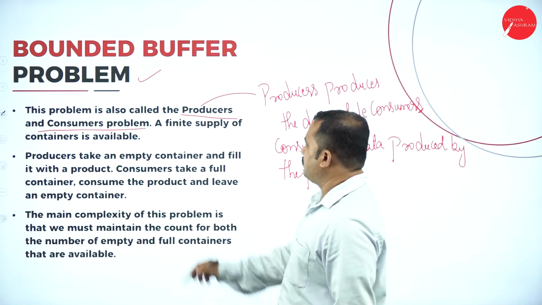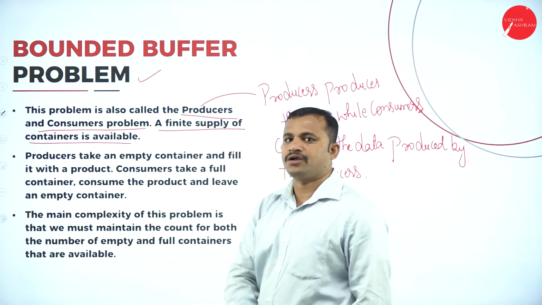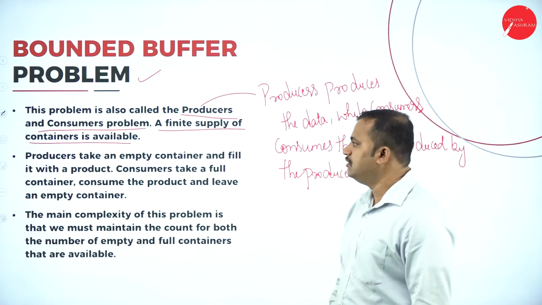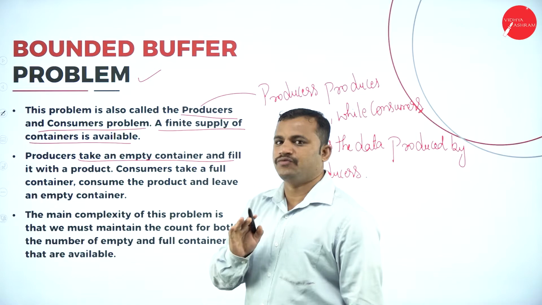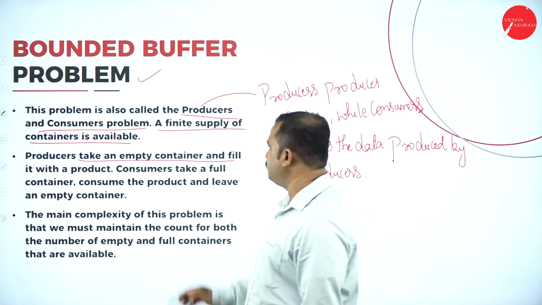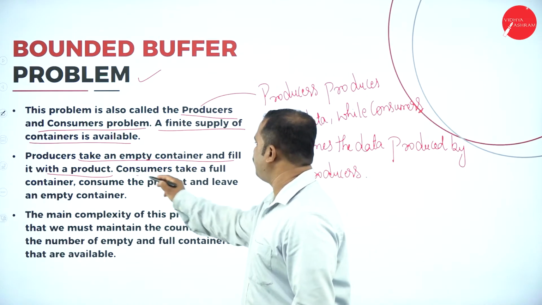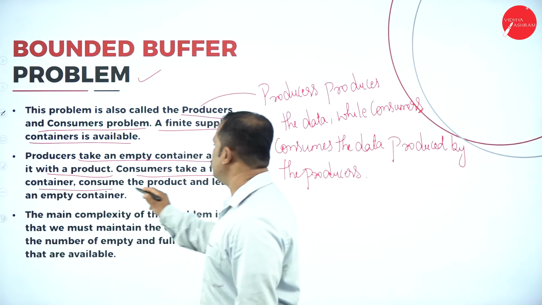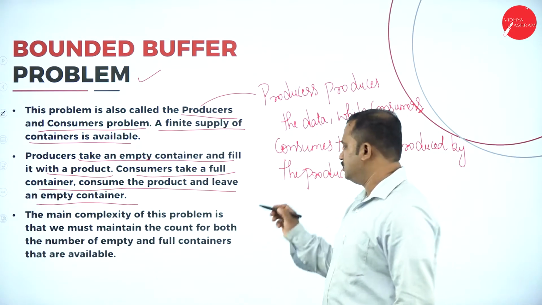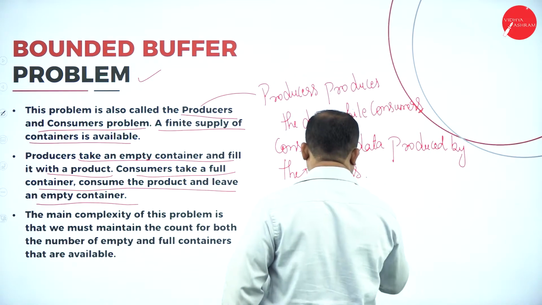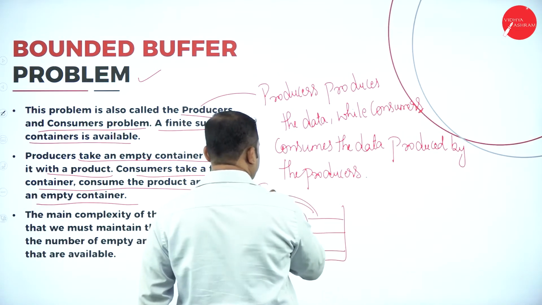Now, a finite supply of containers is available. That means buffer or storage locations are available. The producer takes an empty container, that means a vacant memory location, and fills it with product. Then the consumer takes a full container, consumes the product and leaves an empty container. Here the producer takes the empty container and fills certain data into it.